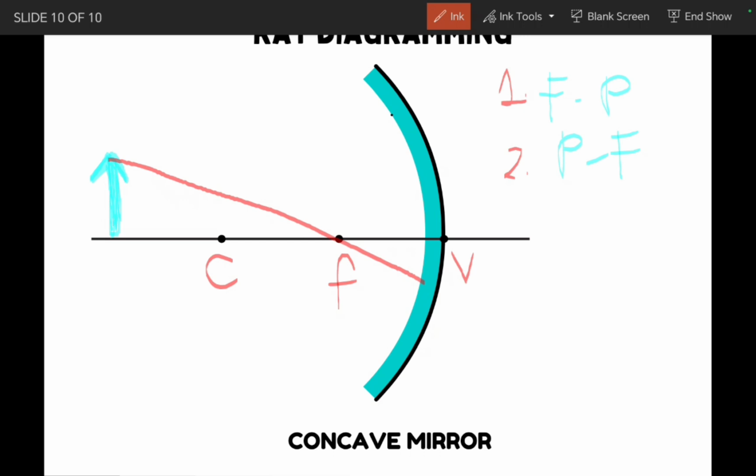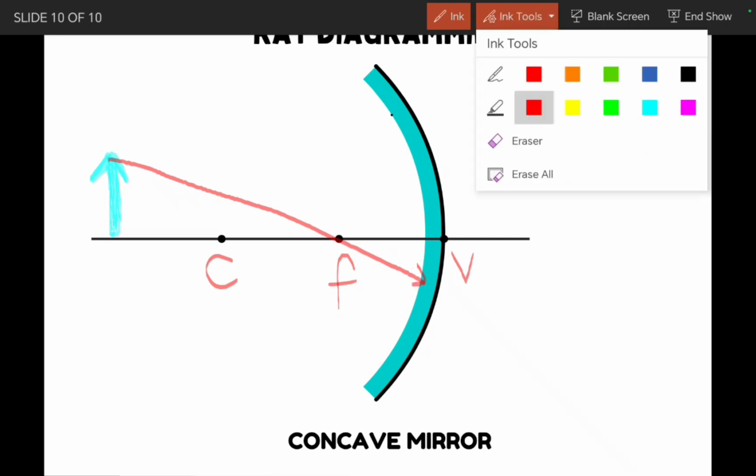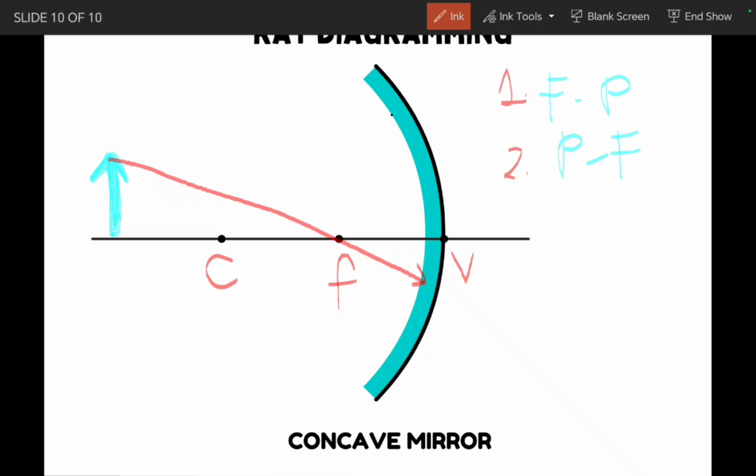And then, with the reflected ray, we are going to use, let's say green. Since it's the F2P ray, it will just follow the principal axis, just like this. Okay, and now, we are okay with this one. We are going to use this one now.